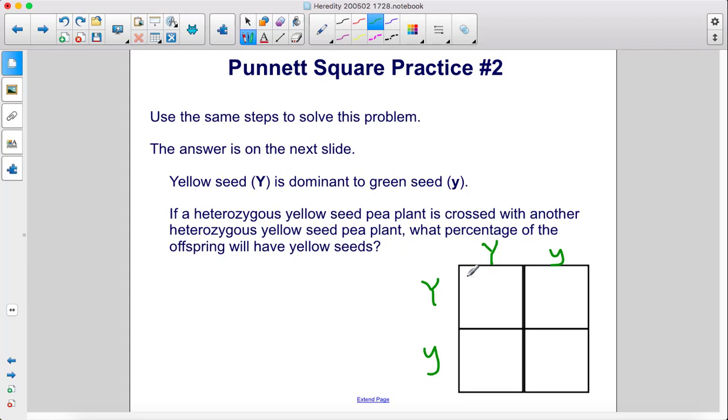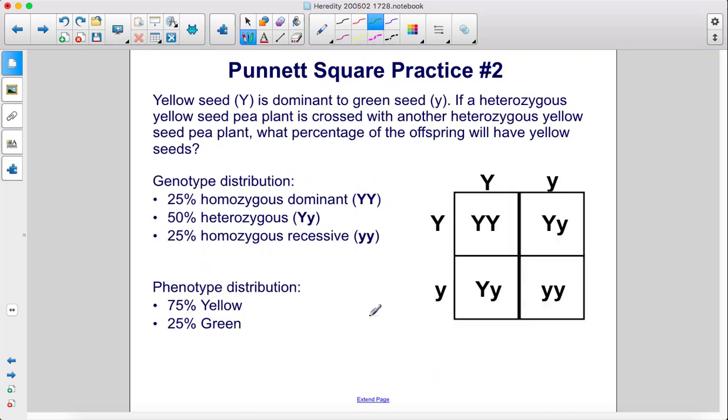Alright, so here we have 2 capital Y's, so that's definitely yellow. Here we have uppercase and lowercase, so that's also going to be yellow. Uppercase, lowercase, that will also be yellow. However, here we have 2 lowercase y's, so this one will be green. So what percentage of the offspring will have yellow seeds? 75%. Alright, so we have 25% homozygous dominant, which is this one, 50% heterozygous, which are these ones, and then 25% homozygous recessive, which is that guy. The phenotype distribution would be 75% yellow, 25% green.